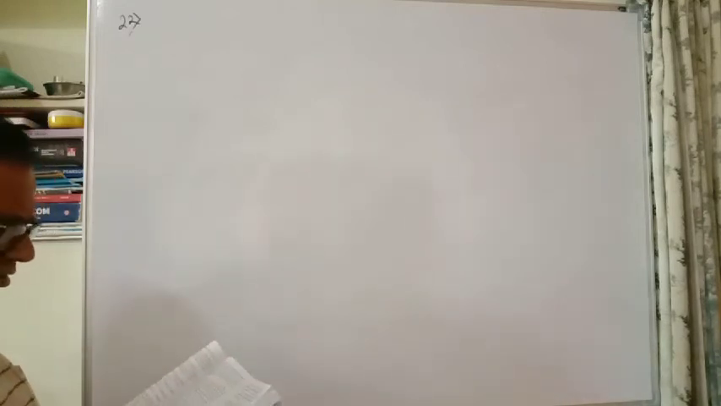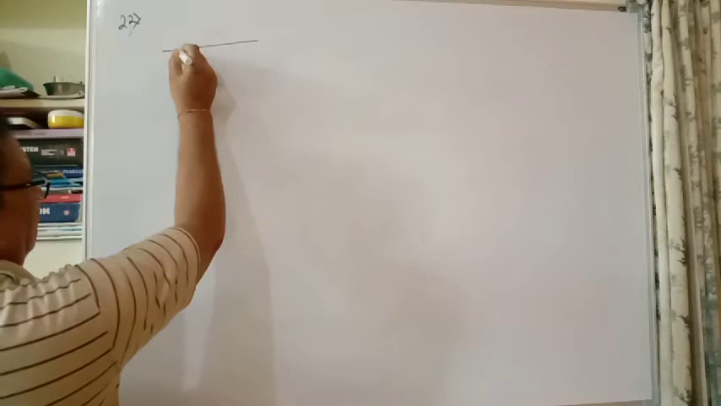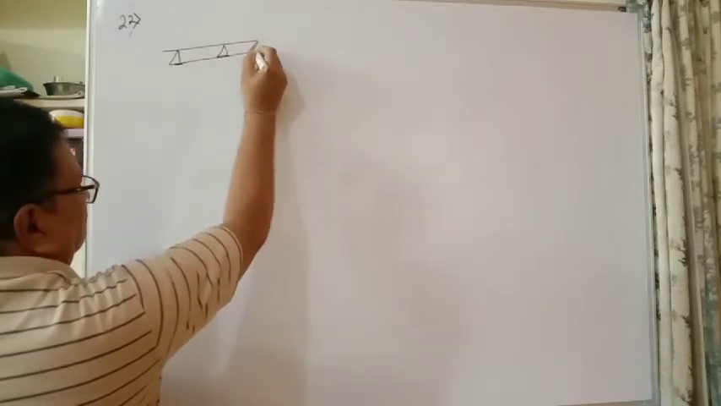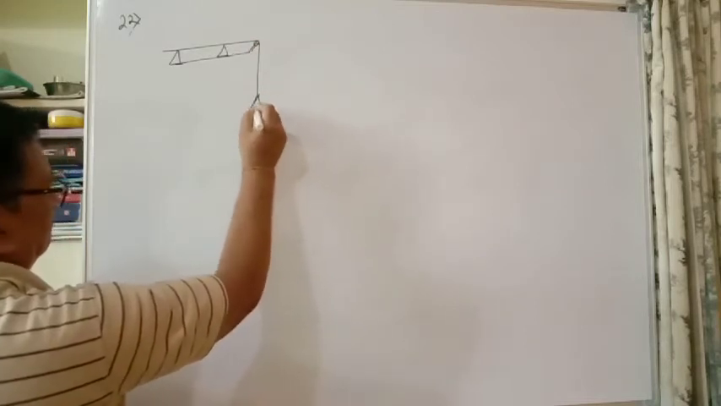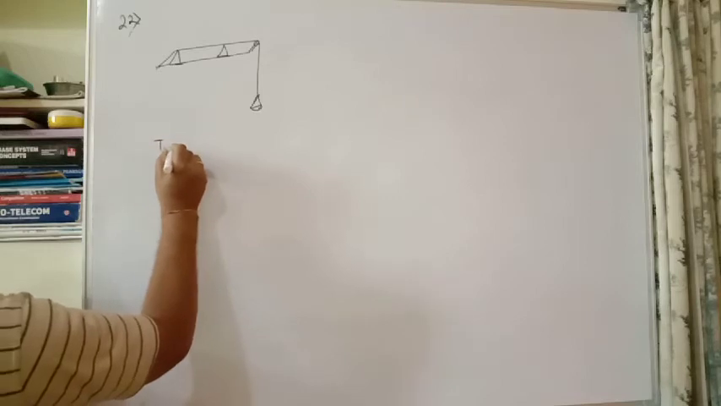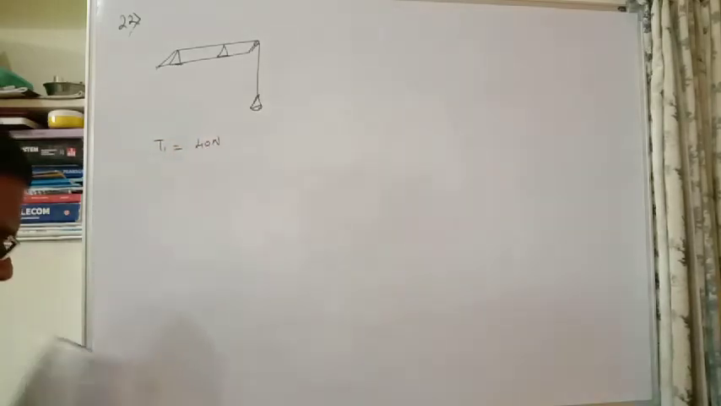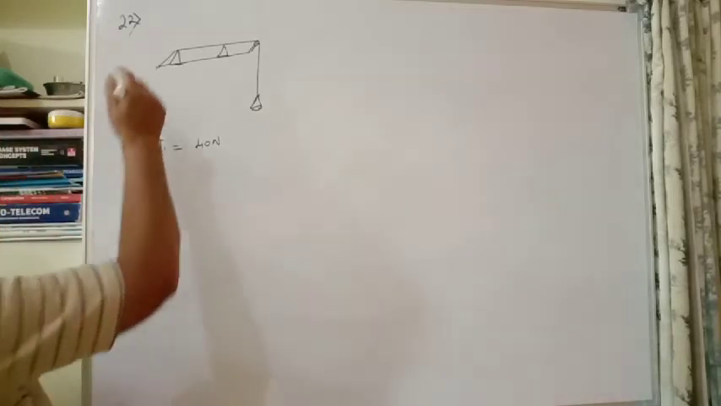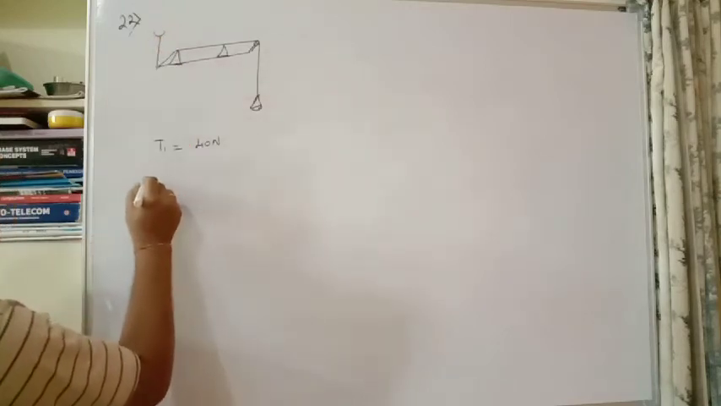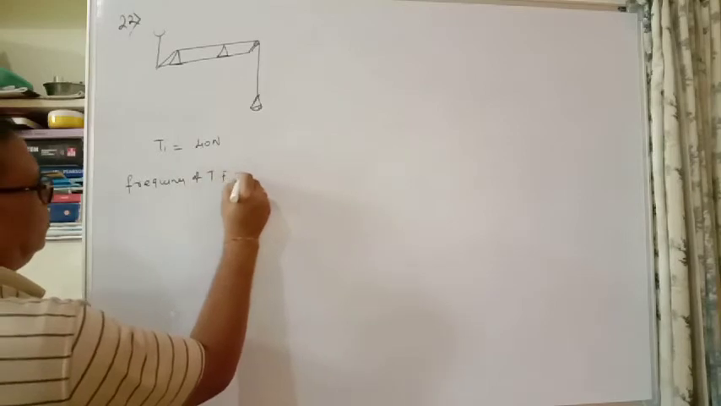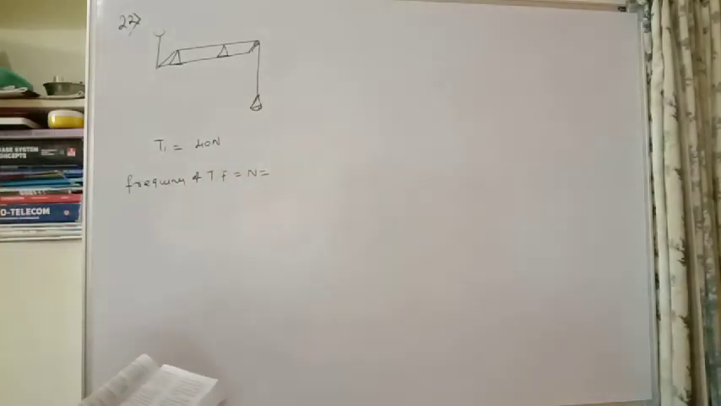A sonometer wire is stretched by a tension of 40 Newton. A sonometer wire is stretched by a tension, say T1, equal to 40 Newton. It vibrates in unison with the tuning fork of frequency 384 Hz. If capital N is the frequency of the tuning fork, which is how much? 384 Hz.